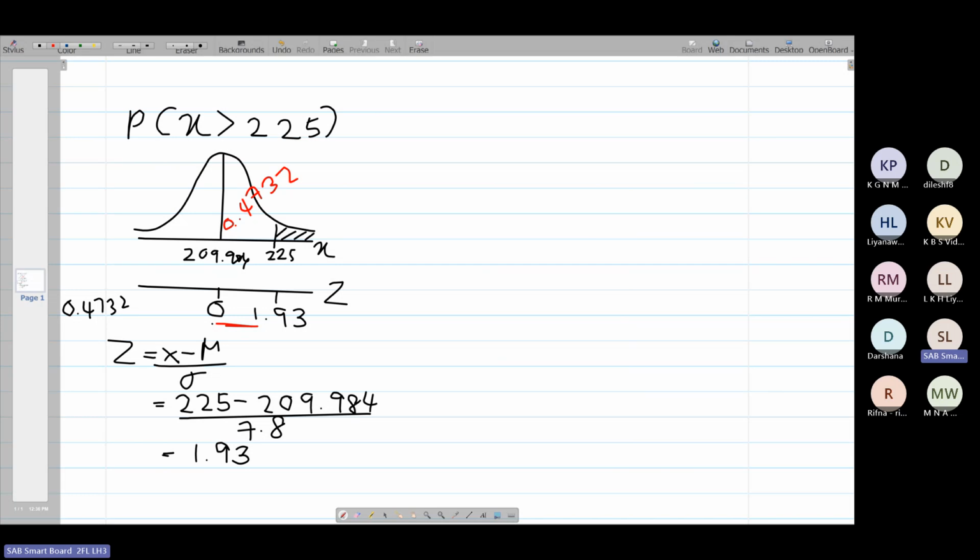Yeah, but the question asks us to find out this other area. How do we get the value of this area? 0.5 minus 0.4732. Therefore, the probability is 0.0268.